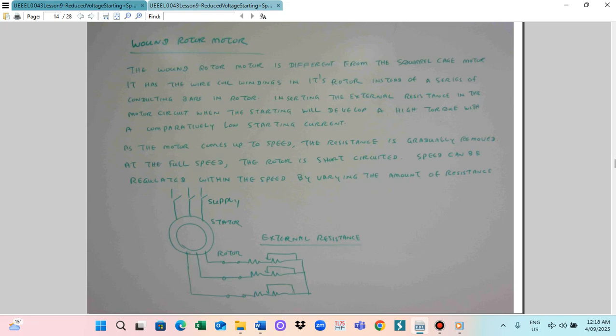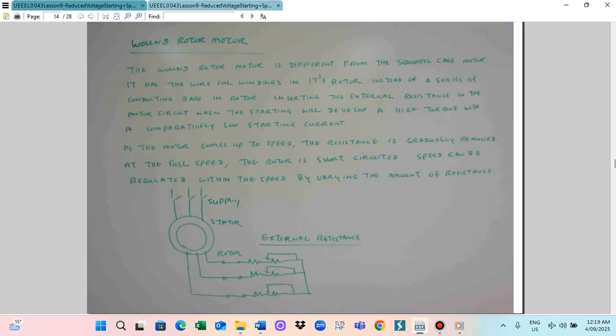But the wound rotor motor is different. The motor has both a stator winding and a rotor winding. At the starting time, we connect the external resistor to the slip rings, and when the motor speeds up, we gradually reduce the resistance. At running time, by adjusting the resistance, we can adjust the motor speed. Today we will study in more detail the motor characteristics and the motor starter circuit.